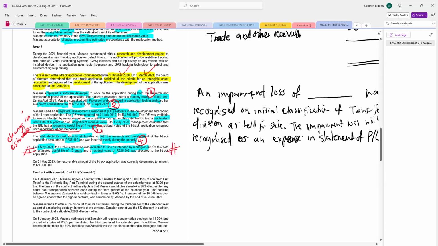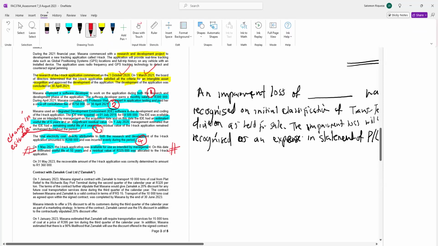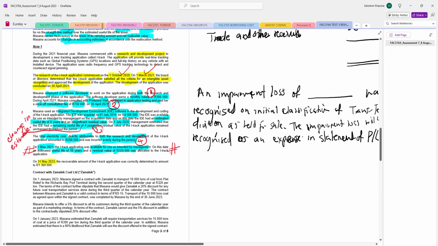Okay. Then they go on to say, let me change the color again. They go on to say on the 31st May, this was when it was now held for sale. We went back again, 31st May, held for sale. The recoverable amount of the iTrack application was correctly determined to be 1,360,000.